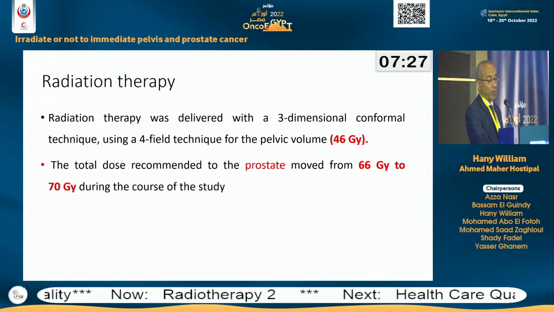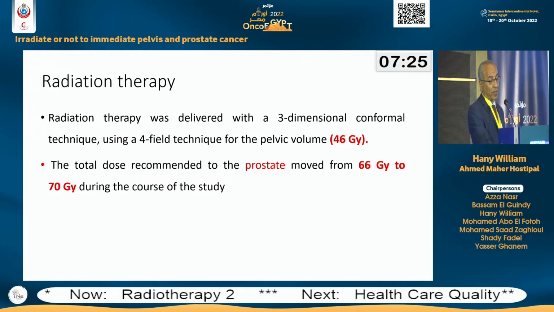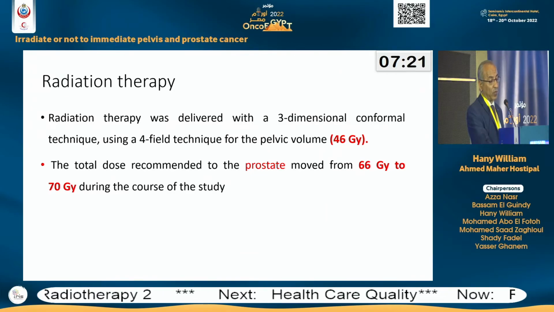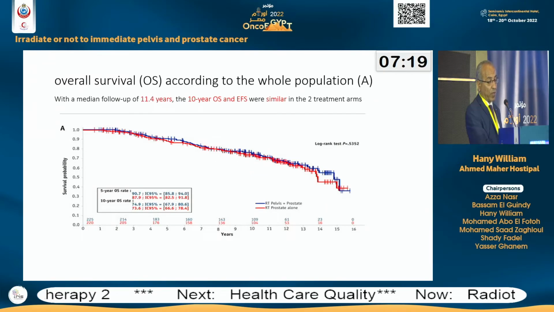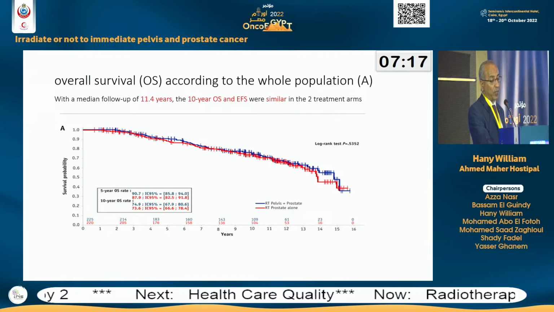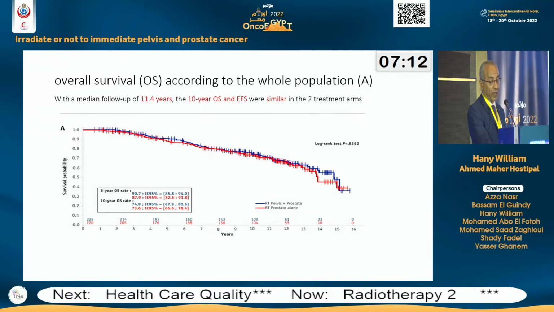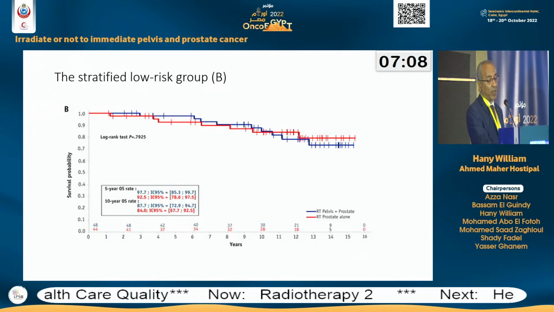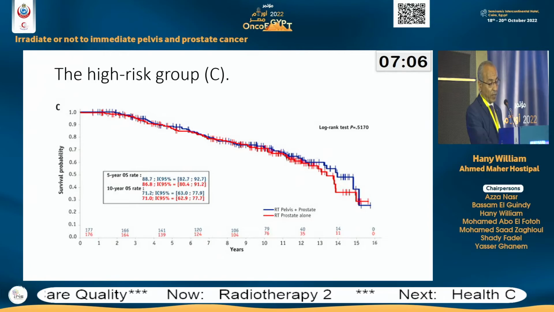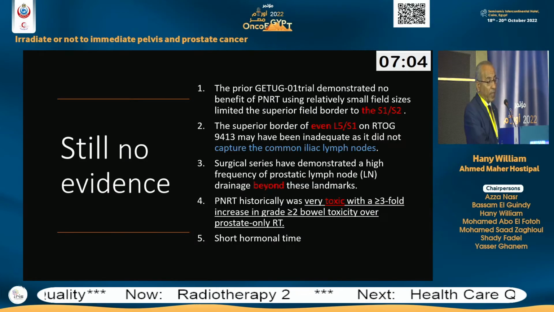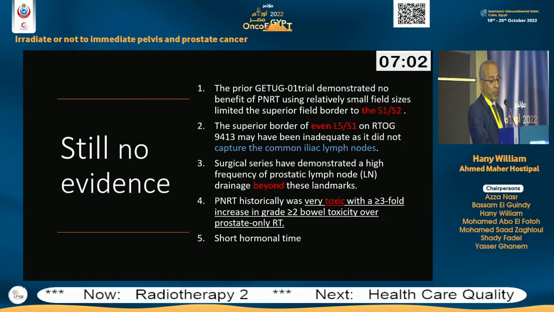The radiation therapy was 3D, 46 gray to the pelvis and 70 to the prostate. For overall survival, the whole group had a median follow-up of 11.4 years. The 10-year overall and event-free survival was similar in the two treatment arms, in both low risk and high risk. So still no evidence from the previous two trials.